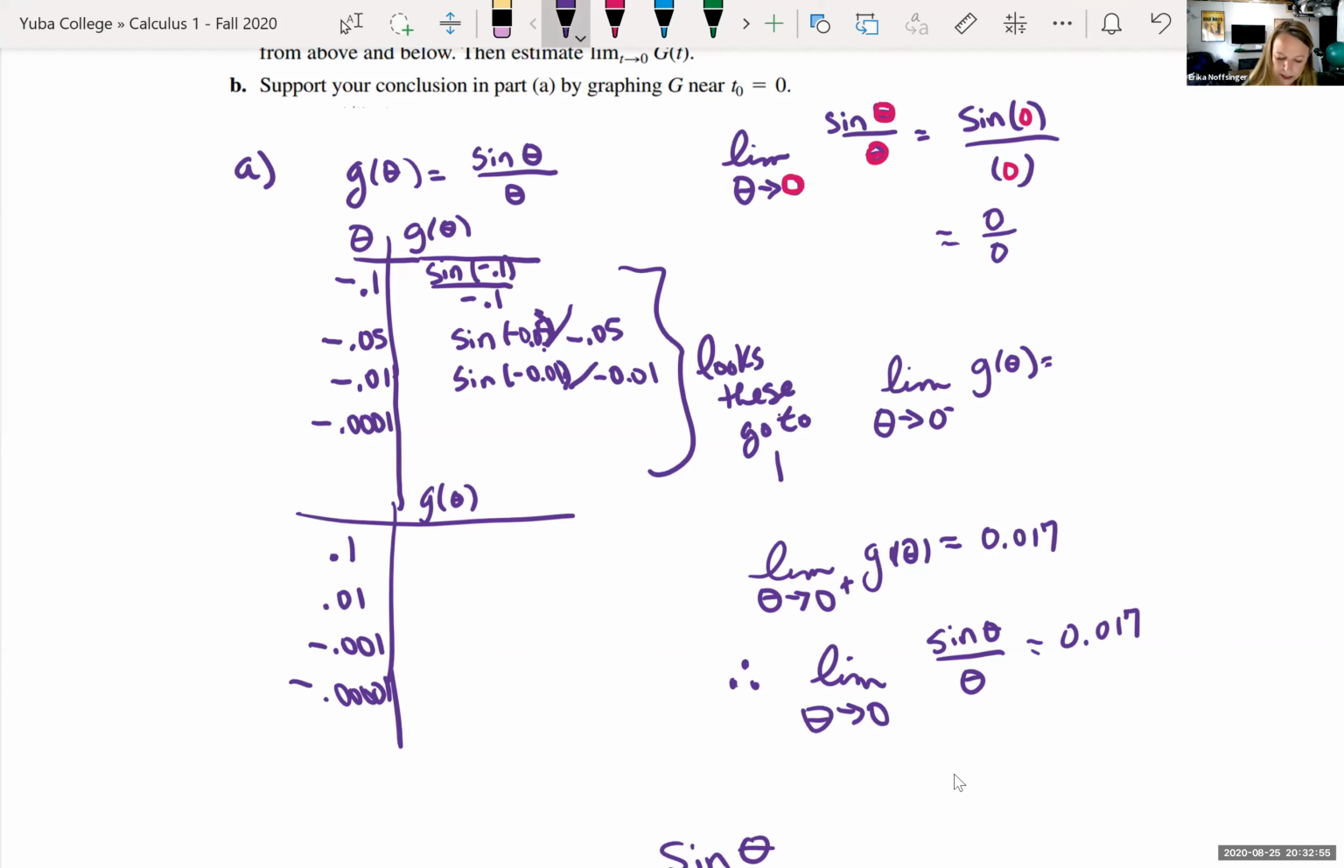This is equal to 1. So coming in on the right, we also saw that it was equal to 1. And since the left and the right are the same, it's equal to 1.